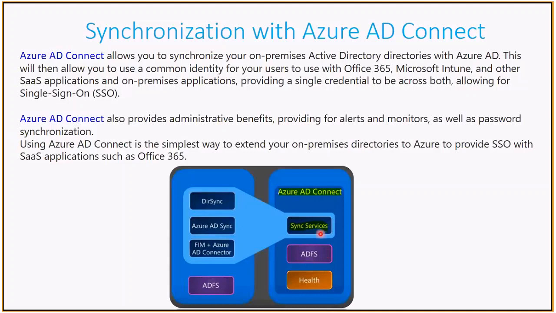So the sync service has a directory sync service, and it has Azure AD sync, and it has FIM plus Azure AD Connector. These are the three different services which are part of the sync services. And you can see that this is ADFS, which is persisting on AD Connect. And you know that ADFS actually reads data from AD.